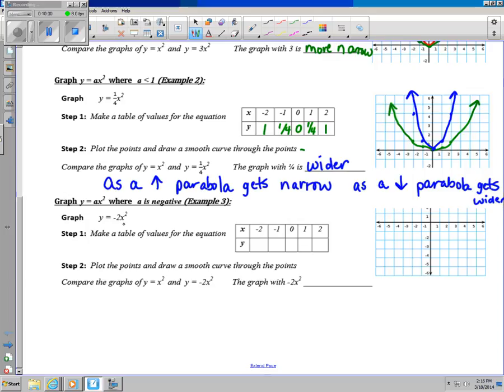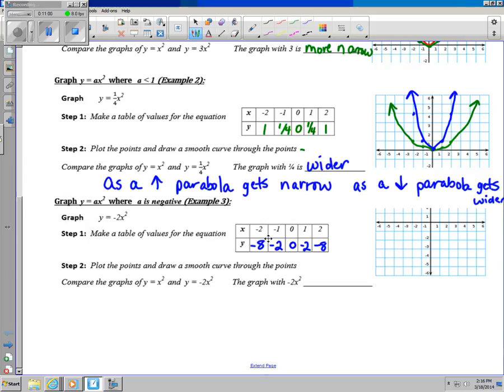Again, negative 2 squared is 4. 4 times negative 2 is negative 8. Negative 1 squared is 1. 1 times negative 2 is negative 2. Again, 0 squared is 0. 0 times negative 2 is 0. 1 squared is 1. Negative 2, and then 2 squared is 4. 4 times negative 2 is negative 8. All right, so looking at this one, we can tell our parabola is going to go which direction.